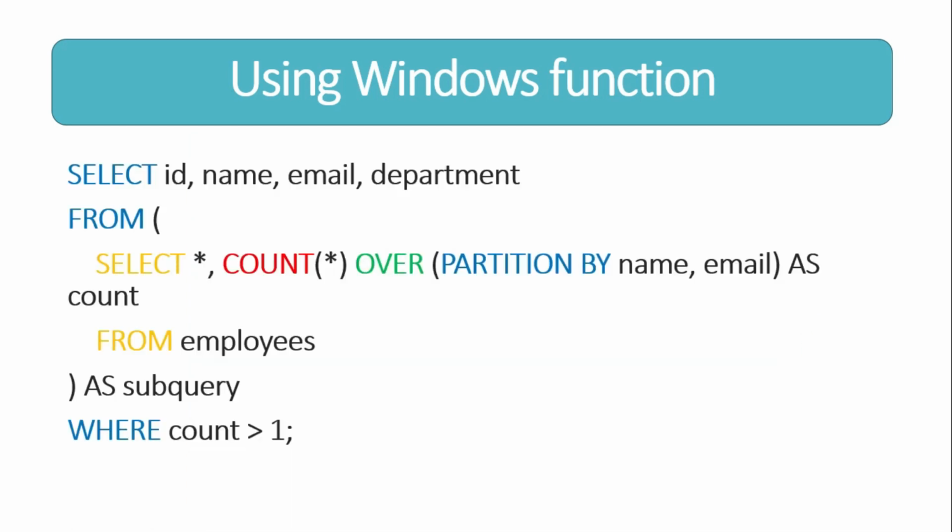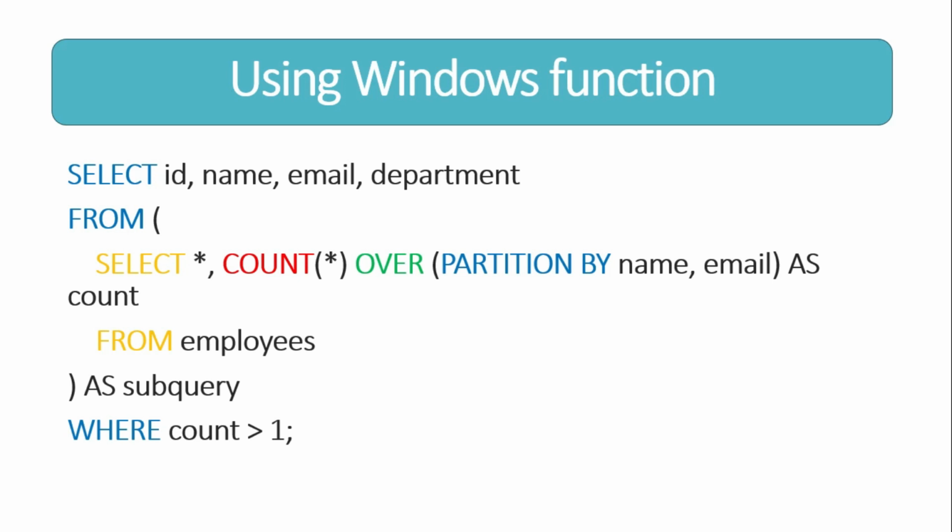Now these window functions can also be used to find duplicates. You can partition the rows based on a certain column and then count the occurrences within each partition. So here in the query we are going to use a subquery. The query will be like this: SELECT ID, name, email and department FROM, in the subquery, SELECT COUNT(*) OVER PARTITION BY name and email AS count FROM employees AS subquery WHERE count is greater than 1. If this count is greater than 1 for any record, it indicates a duplicate.